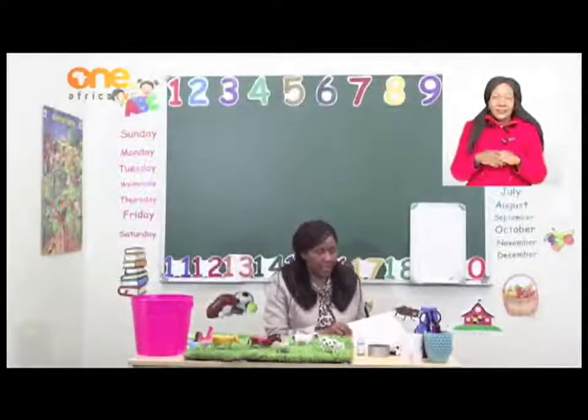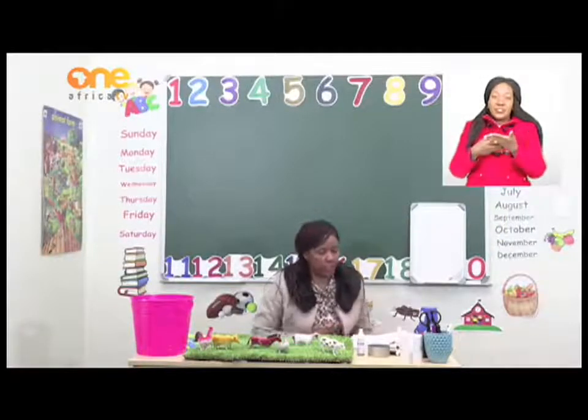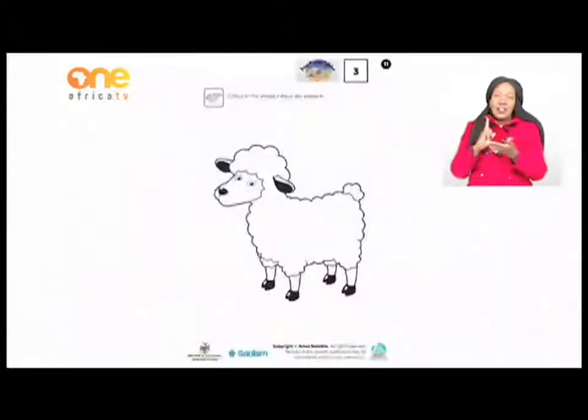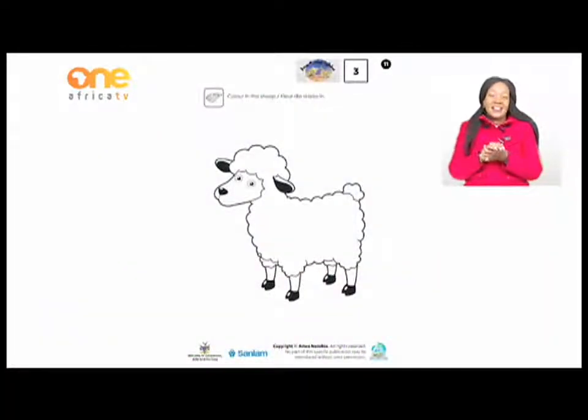Now let's turn to page 11. On page 11, what do we see? There is a lamb. Where do we find a lamb? We find it on the farm. It says color in the sheep. There is the mother sheep in the picture.